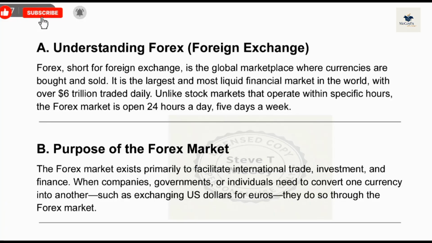A. Understanding Forex, foreign exchange. Forex, short for foreign exchange, is the global marketplace where currencies are bought and sold. It is the largest and the most liquid financial market in the world, with over 6 trillion traded daily. Unlike stock markets that operate within specific hours, the forex market is open 24 hours a day, 5 days a week.